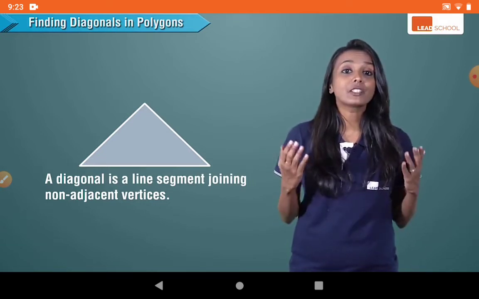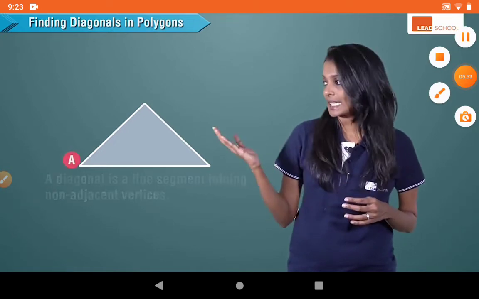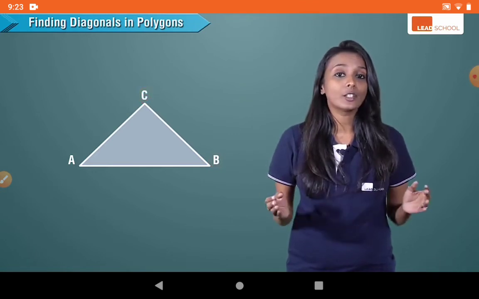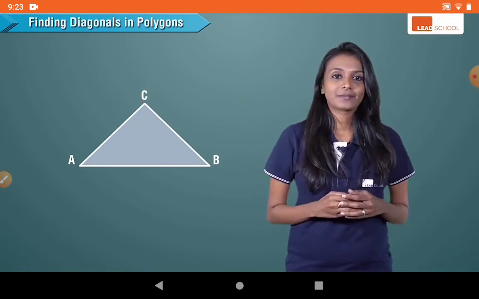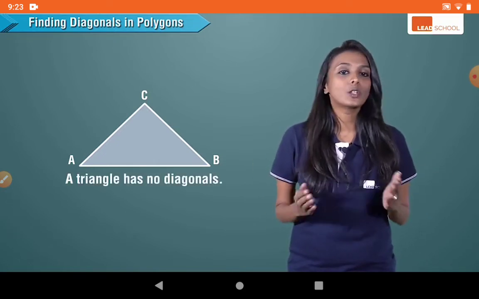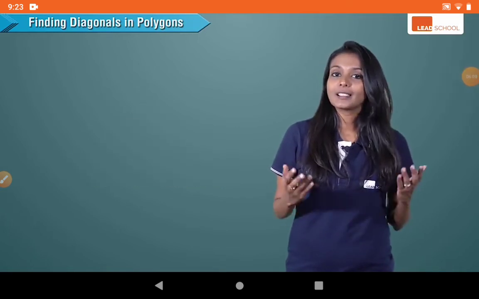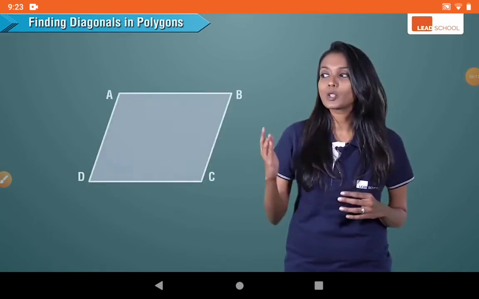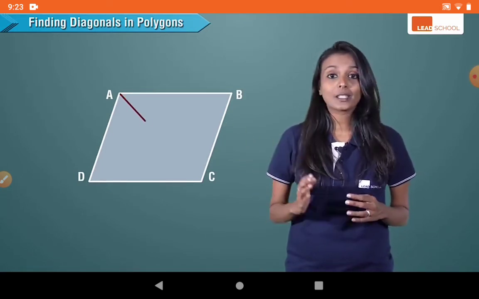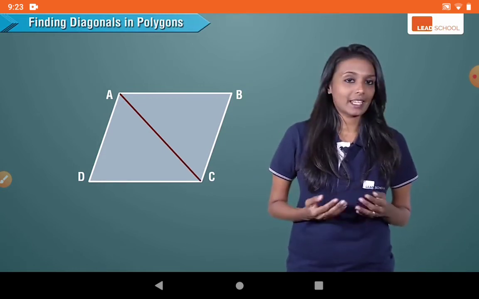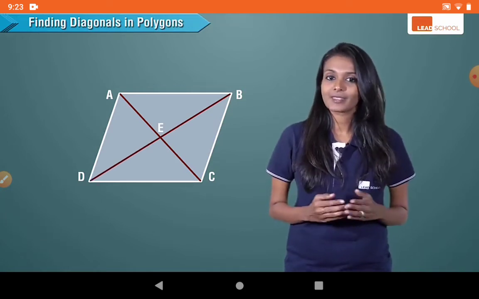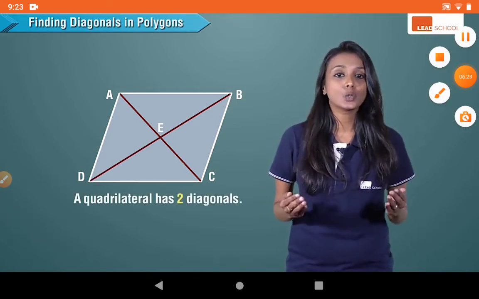If we try making line segments from point A to its adjacent vertices B and C, we get the side of the triangle, not a diagonal. Since a triangle does not have non-adjacent vertices, it has no diagonals. Now, let us find the number of diagonals in a quadrilateral. Here, we can draw a diagonal from A to its non-adjacent vertex C and one from B to its non-adjacent vertex D. So, a quadrilateral has two diagonals.